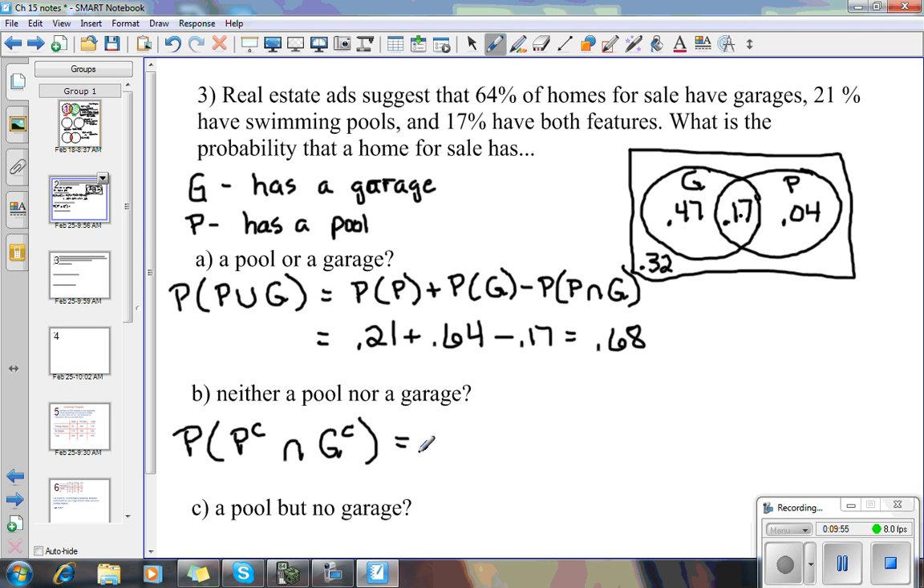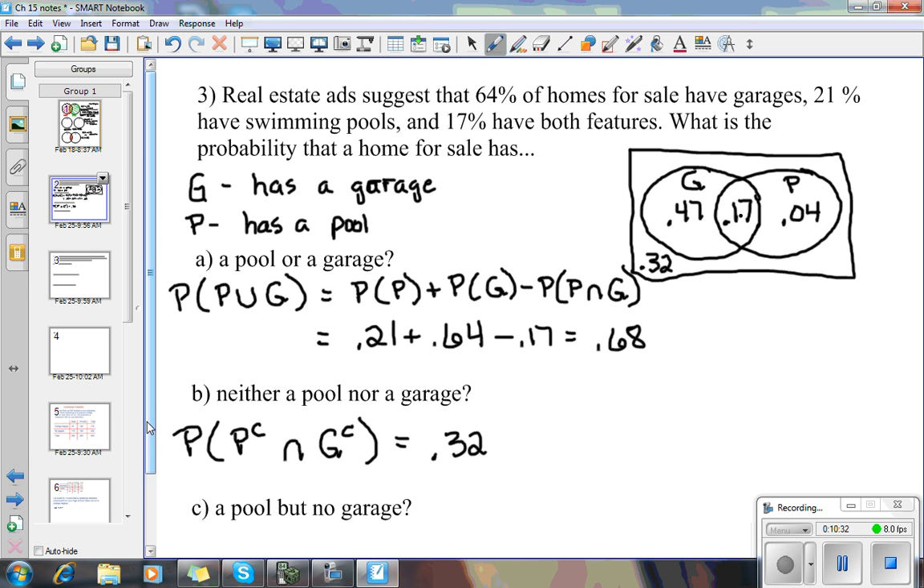So the probability that we don't have a pool, and we don't have a garage. Now, I'm going to look up here instead of using a formula. So if we don't have a pool, and we don't have a garage, let's think about the region that we would be in. So no pool and no garage has to be out in this region, out here, no pool and no garage. So we find that we get 0.32. Now, let me point something out at this. Well, we'll come back to that.